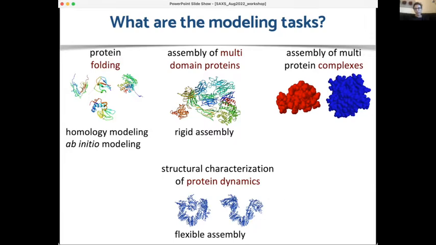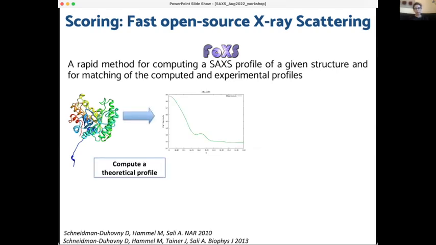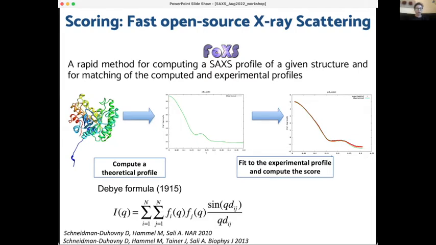Any task like that requires a tool for calculating the SAXS profile from a model. We are talking here about atomistic models. We view it as a scoring function in the context of integrative modeling. And this is why, when I started working on SAXS many years ago, the first thing we did with Michal was developing FoXS, which is a calculator for a theoretical SAXS profile. So what it does, it takes a model, it converts it into a theoretical profile, and then it fits it to the experimental profile. And this calculation is performed using the Debye formula.